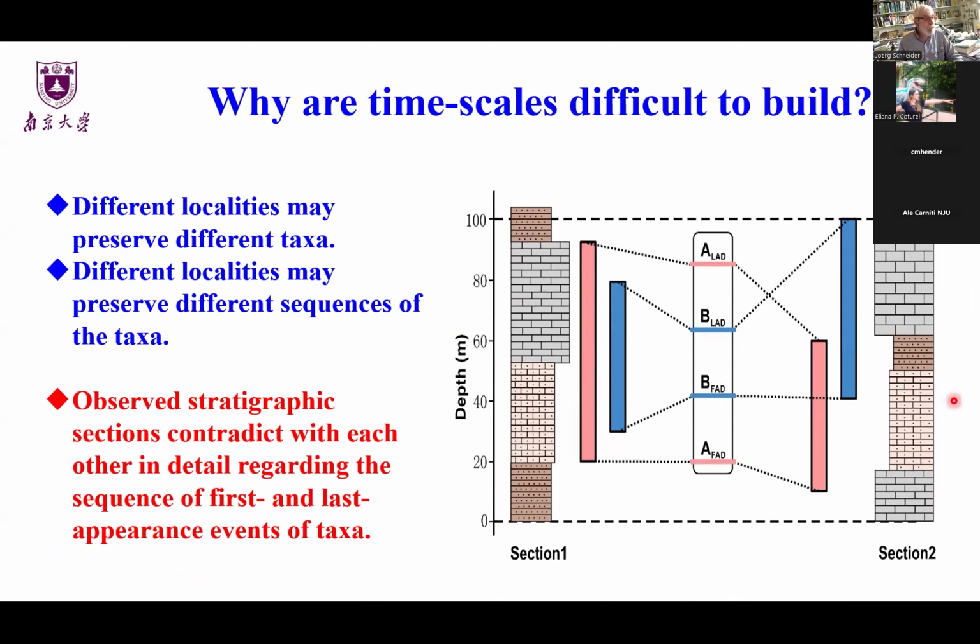For example, these two sections in detail differ regarding the sequence of the first appearance and the last appearance of the same taxa. For example, the pink one and the blue one indicate two different taxa, but the sequences of their first appearance and last appearance are different. So that's the problem why the time scale is difficult to build if we want to use fossils to help us construct the time scale.